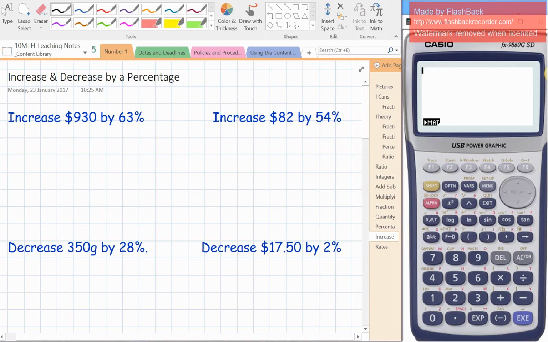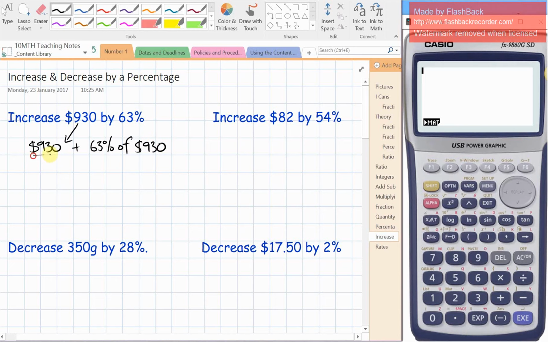This video will show you how to increase and decrease by a percentage. This first problem here says, increase $930 by 63%. So our final answer is going to be, of course, more than $930, and it's going to be 63% more than that. So what we're effectively doing is, we're taking that $930 and we're adding to it 63% of the 930.